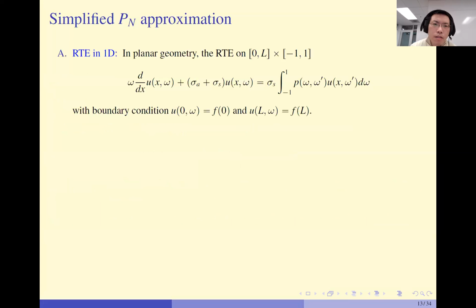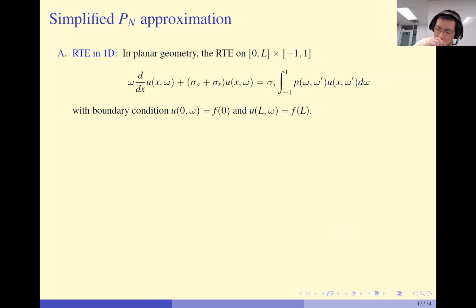Like I introduced in the very beginning, in order to start this, we combine the previous photoacoustic model with the simplified P_N approximation. So what is the simplified P_N approximation? This approximation is for solving the radiative transport model. To derive this simplified P_N approximation is actually quite simple.